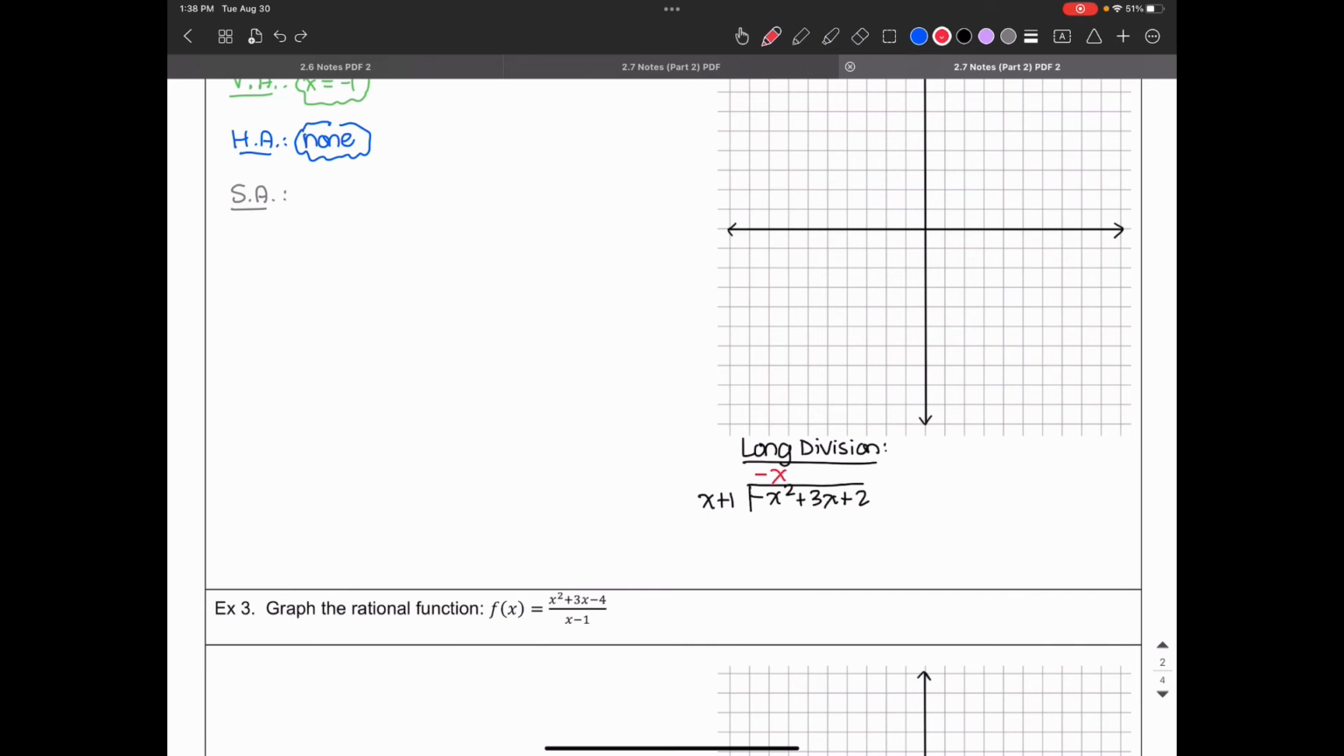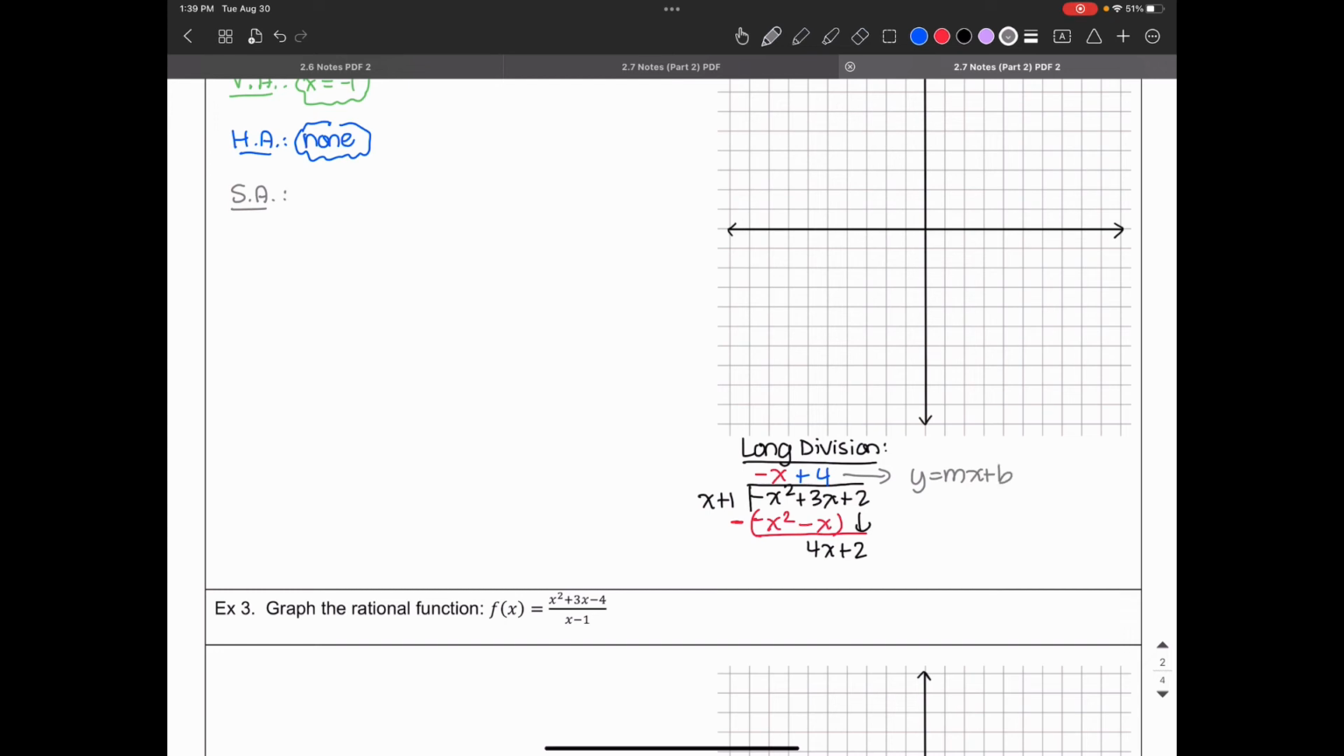Negative x times x is negative x squared. Negative x times 1 is minus x. Remember, this is what you've taken care of, so you want to subtract it from the total. And so you're going to be left with negative x squared minus negative x squared is 0. 3x minus negative x is 3x plus x, which is 4x. And then I'm going to bring down that plus 2. And then I ask myself, what do I have to multiply x by to get 4x? And the answer is 4, so I put a plus 4 up here. I literally don't have to do anything else. Look, I have my y equals mx plus b form.